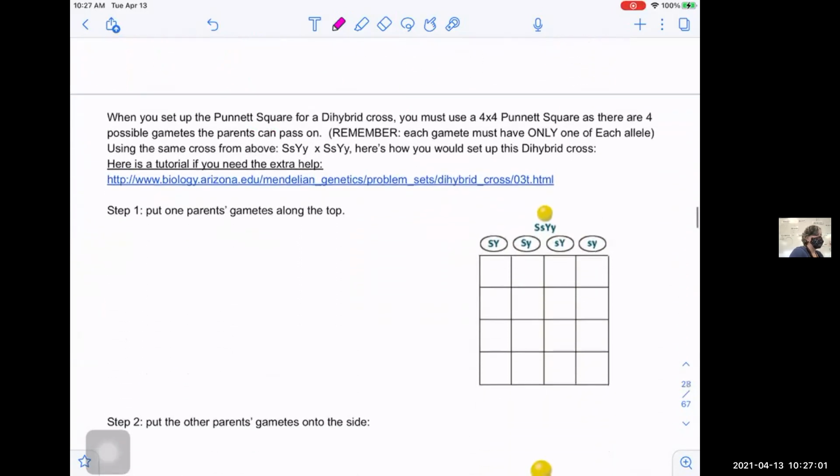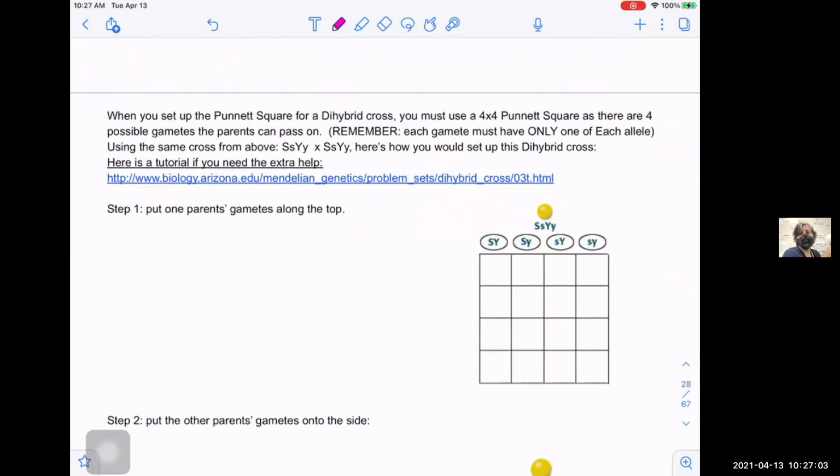Now, when you set up your Punnett square, this is a 4x4 Punnett square now because there's 4 possible gametes. So when you set it up, you're going to put the 4 gametes of one parent along the top here. And just remember, you need to have one of each letter. Our parents were big S, big Y, little y, but their gametes are going to have one of each letter.